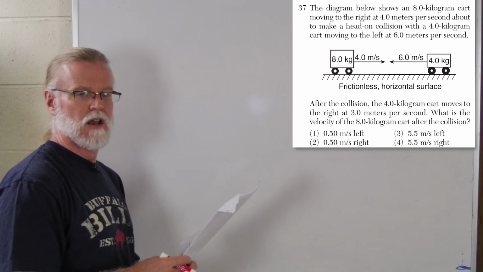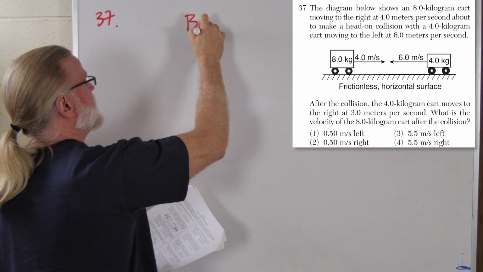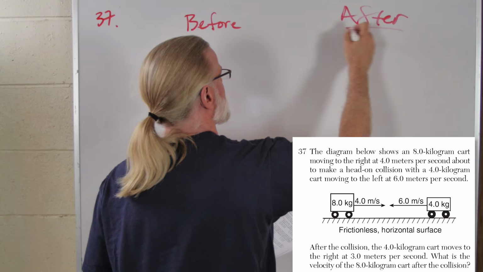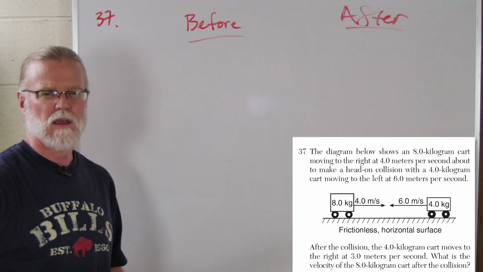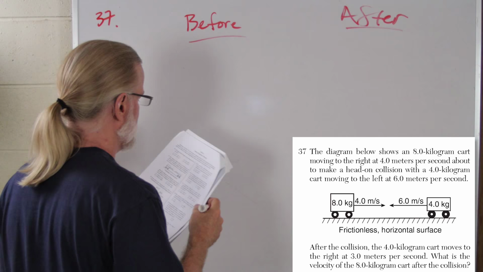Number 37, conservation of momentum. Let's draw a picture. The things that are conserved in nature are energy, momentum, charge, and yeah, that's about it. Those are the big ones that we're covering. All right, always draw a picture.